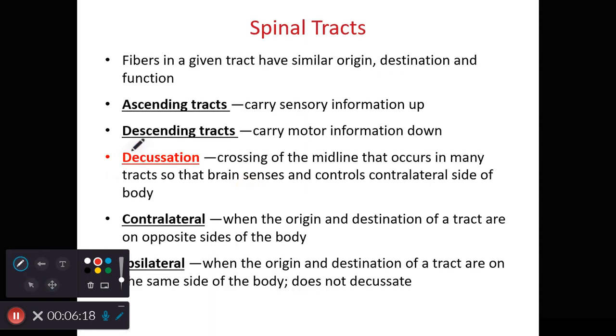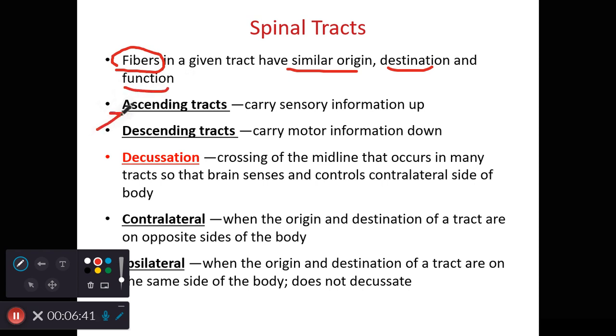As we're looking at the tracts, some tracts are going to carry information up to the brain, some are going to carry information down from the brain, and some are going to cross over, some don't cross over. There are some interesting things these tracts can do. To differentiate one tract from another, we have to look at the axons or nerve fibers that make them up. They all have a similar origin, destination, and function.